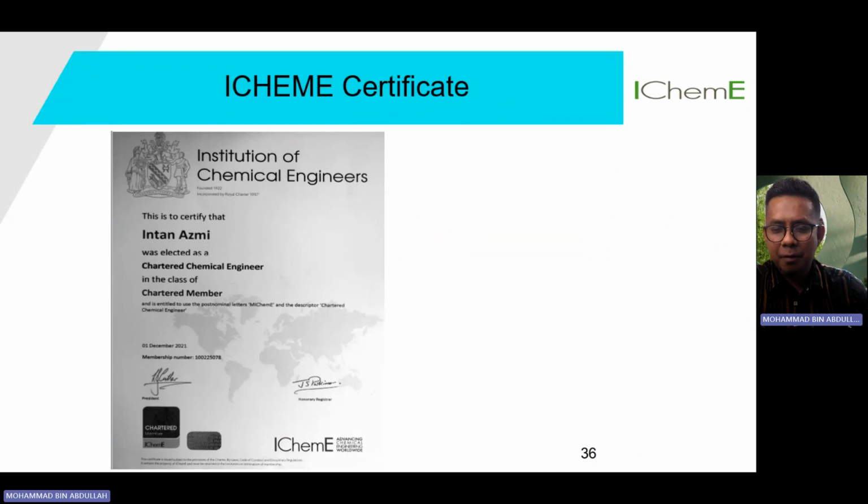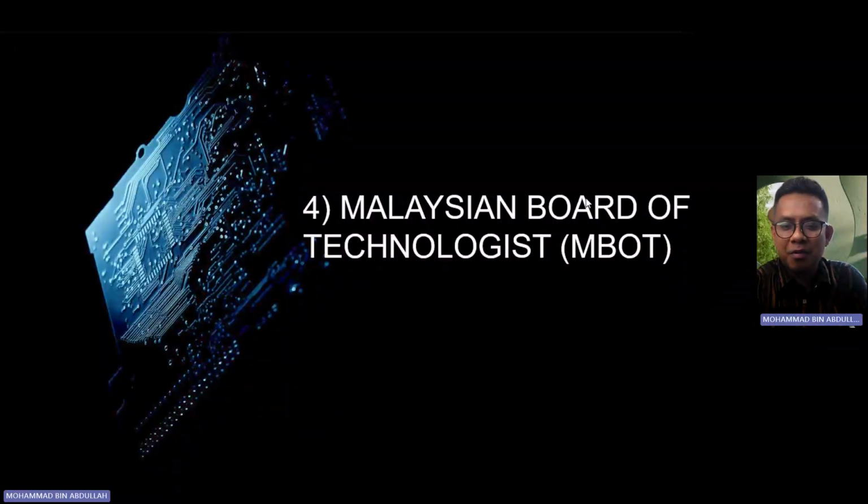After you finish registering as an IChemE member, this is an example of an IChemE certificate. You can see the name is certified to you, and the field selected, for example chartered chemical engineer. Of course, chemical engineer, because this is IChemE. All right. Number 4 is the Malaysian Board of Technologists, or we call it MBOT, or in Malaysia we call it Lembaga Teknologis Malaysia.